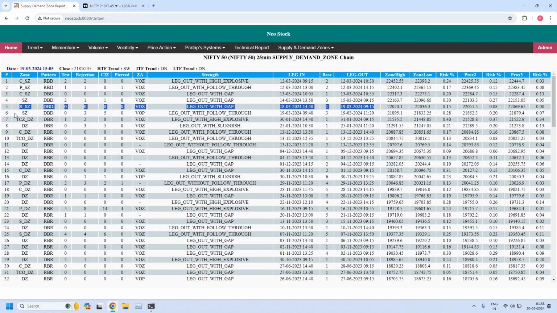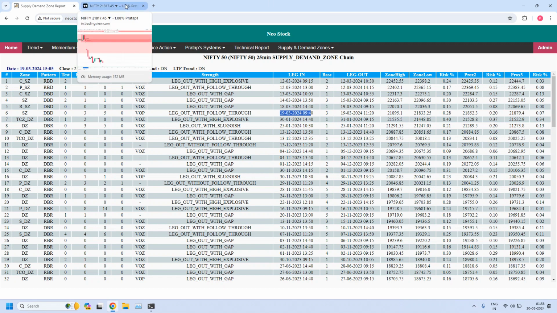Anything else? There is one more supply zone. This is the most recent supply zone. This is a normal supply zone only. Today at 9:40 candle it was created. Why I am showing interest is, see, 3 rejections are there from this zone. So I want to see if any strong order flow is there inside.